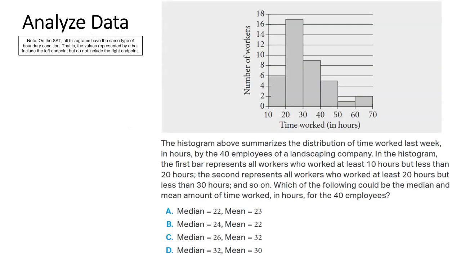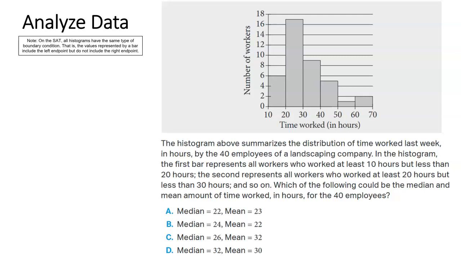So we're given a histogram here that summarizes the distribution of time worked in hours by 40 employees in a week for a landscaping company. In the histogram, the first bar represents workers who work at least 10 hours but less than 20, and the second one represents at least 20 hours but less than 30, and so on. Which of the following could be the median and mean amount of time worked for the 40 employees?